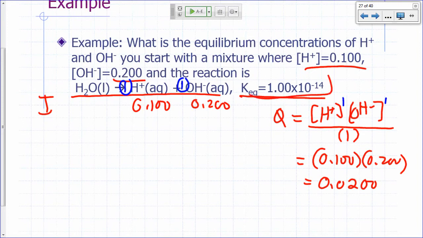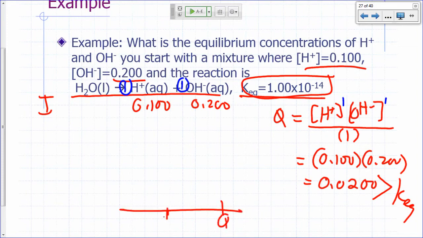Is that less than or greater than KEQ? Compare that to 1 times 10 to the negative 14. That's greater than KEQ. So which way will the reaction go? Left or right? Q is greater than KEQ. Reaction goes to the left. So the changes would be minus X plus X, right? And we don't care about the water anymore because that's just going to be a 1 in terms of activities, right? So what would be the values at equilibrium then?